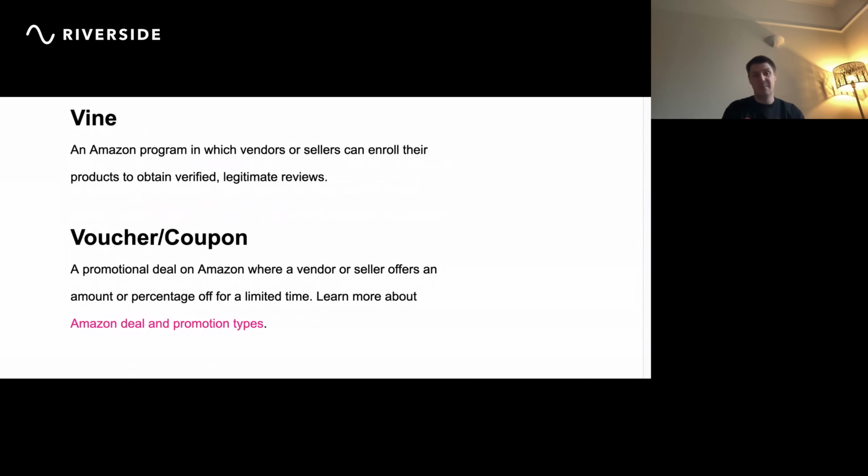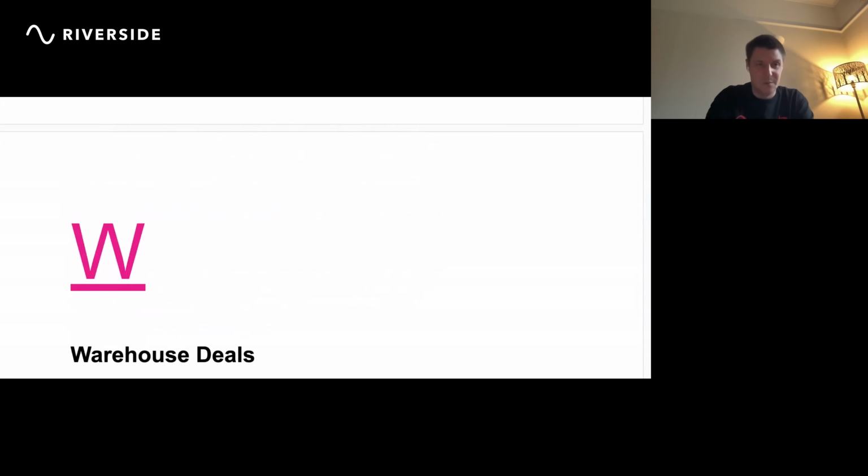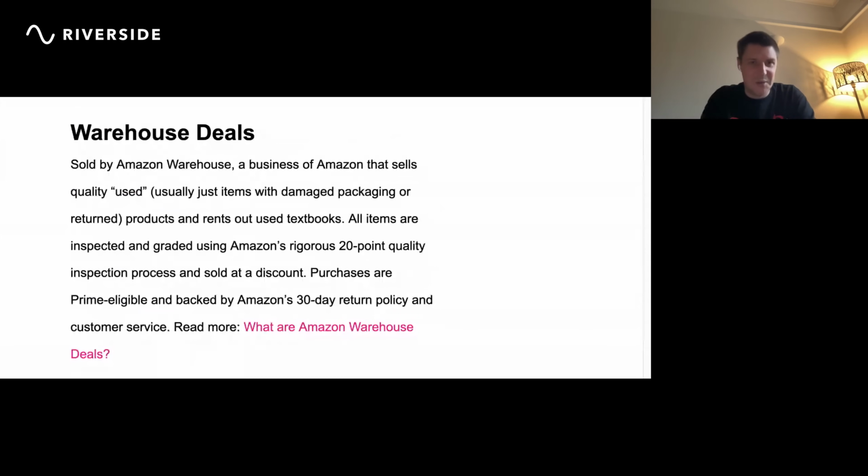Vine, this is a review program. So this is Amazon's own program where vendors, sellers can enroll to the Vine program to obtain verified and legitimate reviews. So there'll be a network of Vine reviewers that you can send your products to. They'll get a free product. They'll review your product, give you hopefully a decent review that allows you to build up that bank of reviews very early, especially if you're launching a product. Voucher coupon, covered this earlier when it was swapped as coupon voucher.